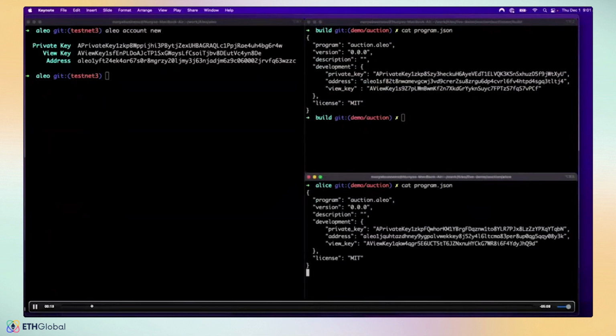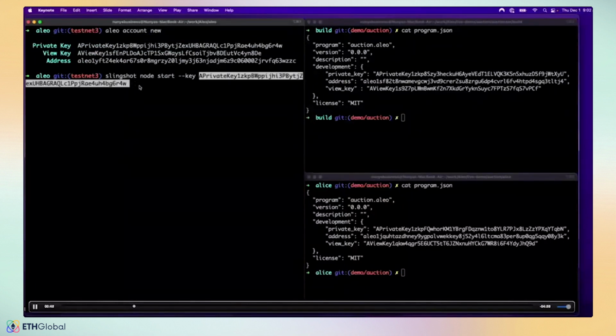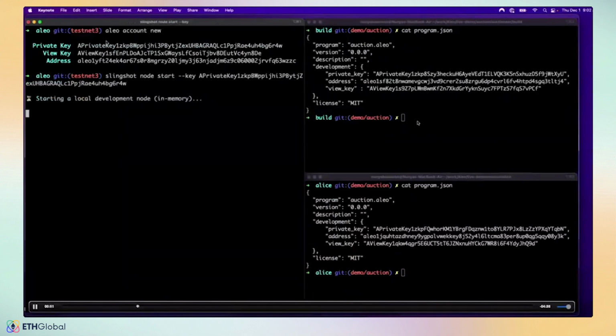you're developing. On the two left screens, we just looked at the program.json, which is a file that exists in each Leo project. And that file contains some important data about, for that program, what some development private keys are for each of them. So the important thing to note is that we have two addresses here, two private keys that are unique. And what we're going to do on the left is spin up a Slingshot node with a private key that we created earlier. So Slingshot will take some time to spin up.